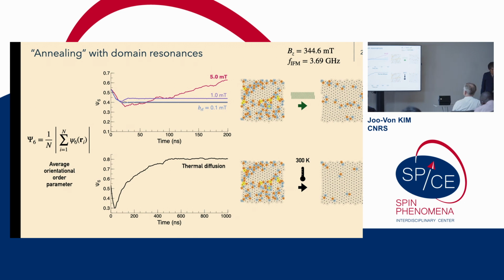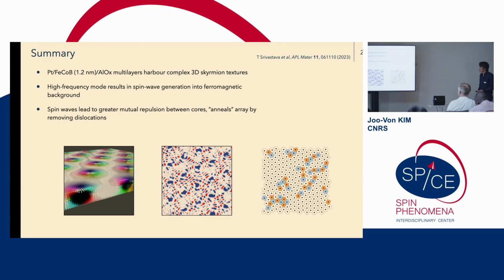So with that, let me come to the summary slide. We studied these three-dimensional skyrmionic textures in these platinum, iron, cobalt, boron multilayered structures. I showed you that there are particular modes where, if we drive it in the tens of gigahertz range, we can generate spin waves. And we think that the interaction between these generated spin waves and the cores themselves can lead to ordering of these skyrmion lattices.